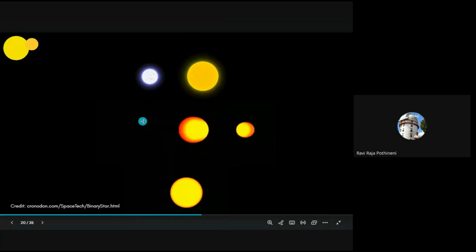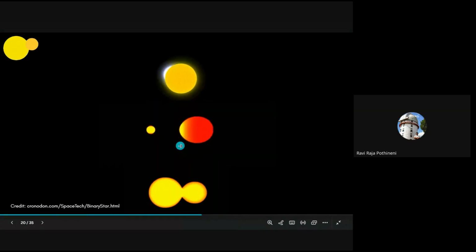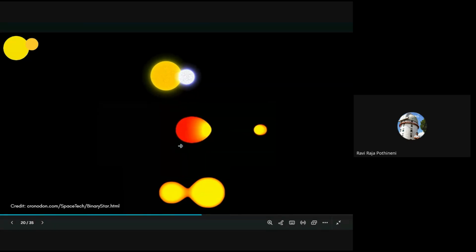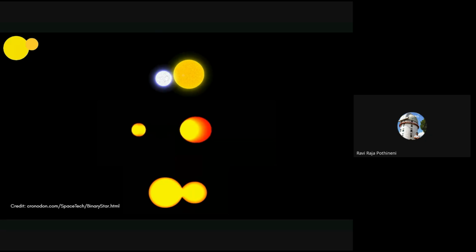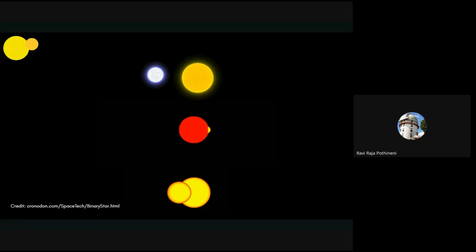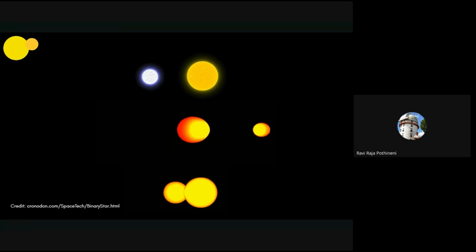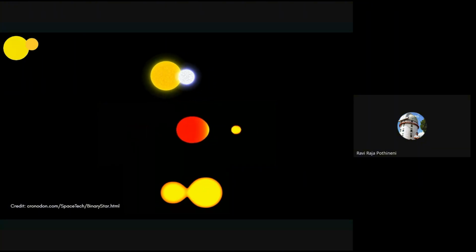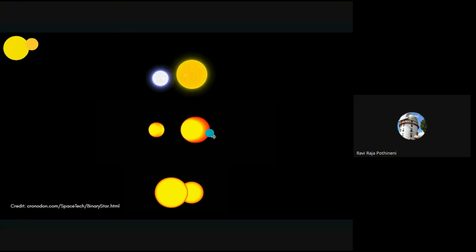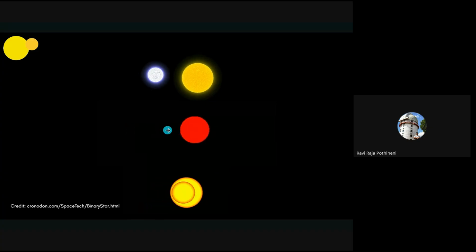Roche lobe looks like an infinity symbol around these two stars. Whenever a star evolves, it will try to fill out its Roche lobe. Roche lobe is the region, a potential, up to which the mass will be bound to that star. Once one star evolves and crosses its Roche limit, it cannot hold that mass with it, so slowly it will transfer that mass to the other star.